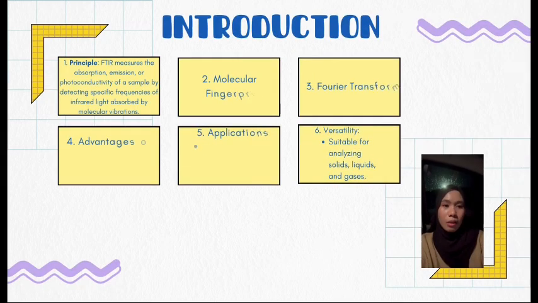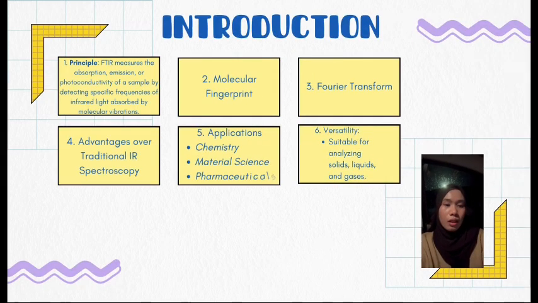For introduction, number 1, principle. FTIR measures the absorption, emission, or photoconductivity of a sample by detecting the specific frequency of infrared light absorbed by a molecular vibration. Number 2, molecular fingerprint. The spectrum acts as a molecular fingerprint, providing detailed information about the sample's chemical composition and molecular structure.